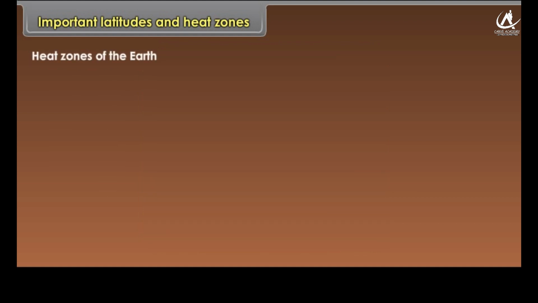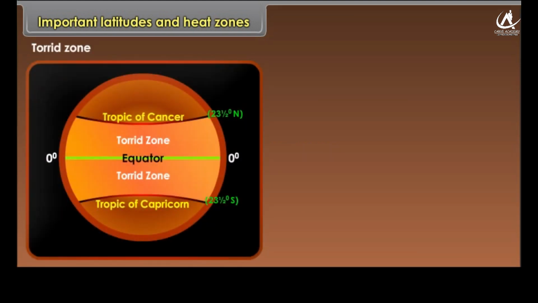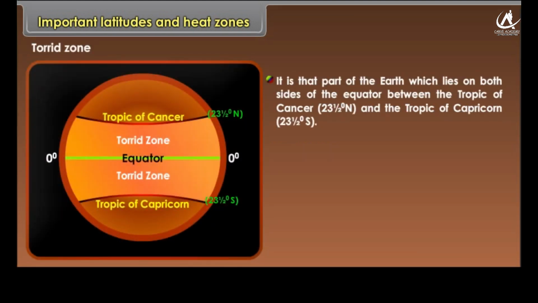Heat zones of the Earth. The important zones of the Earth are the following: torrid zone, temperate zone, frigid zone. Torrid zone. It is that part of the Earth which lies on both sides of the equator between the Tropic of Cancer, 23.5 north, and the Tropic of Capricorn, 23.5 south. Torrid zone is the hottest part of the Earth.